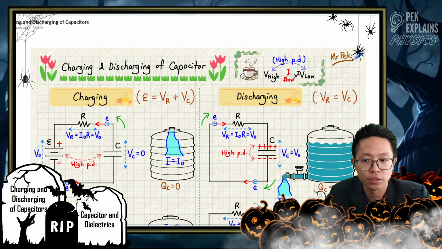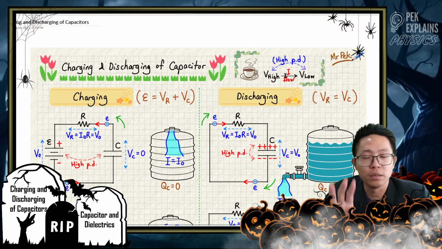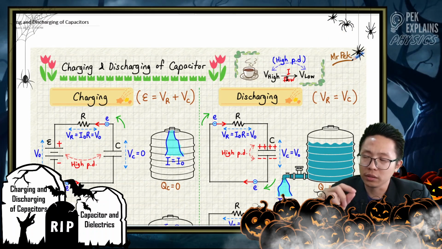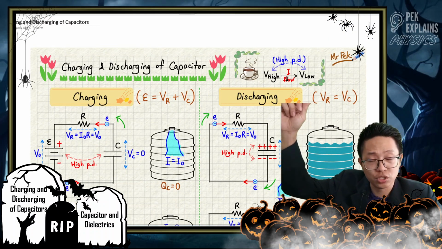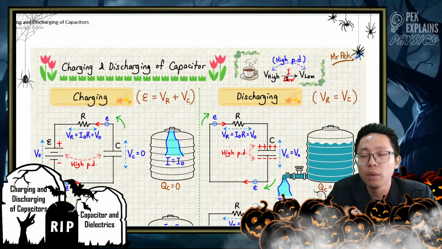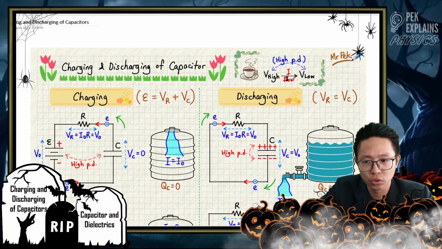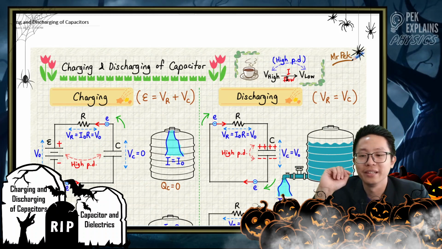Current only flows when there is a potential difference, always from high potential to low potential. It's just like water in a water tank. Water must always flow from a very high position with high potential energy to a lower position with lower potential energy. The water never flows from a low position to a high position.